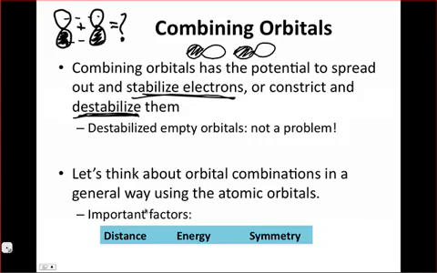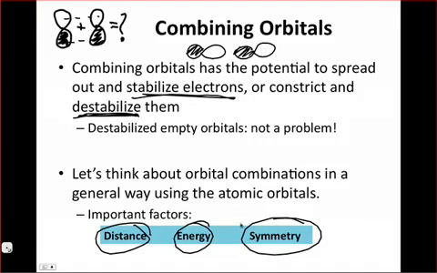In the wiki I mentioned 3 critical factors for orbital overlap: distance, energy, and symmetry. What we're going to do now is look at the atomic orbitals and look at their combinations and see how we would combine them and what that means both for their appearance and for their energy. So we're going to artificially bring them together, so we won't worry too much about distance.